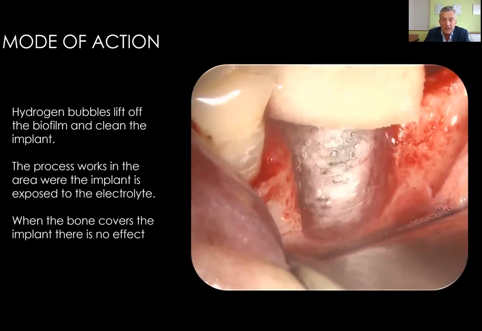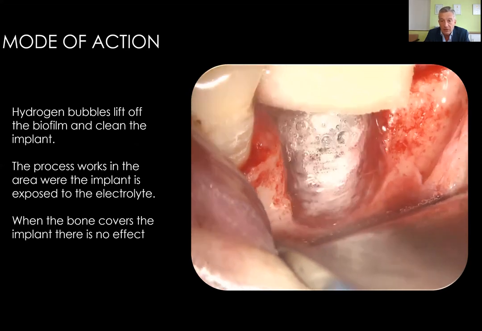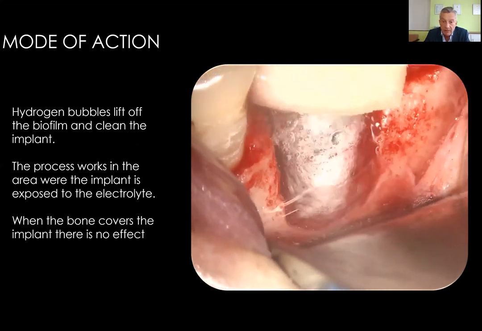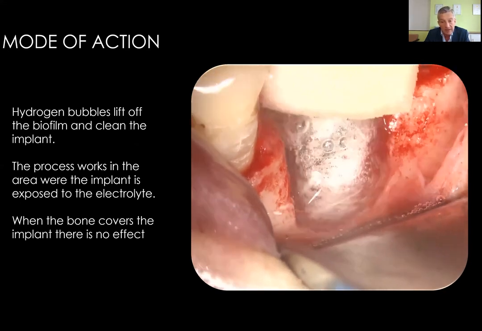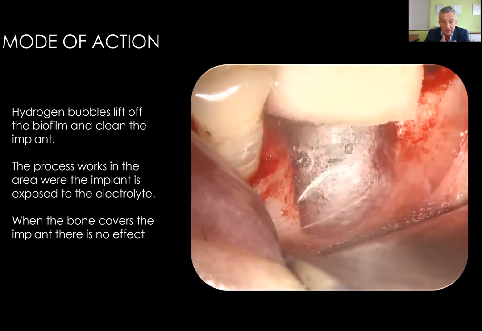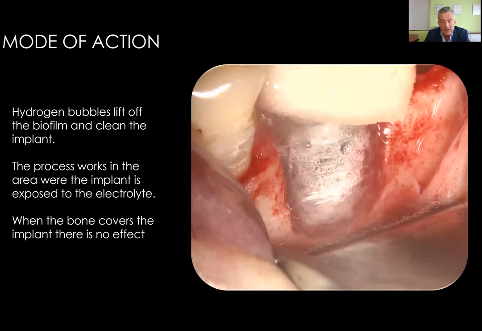And here you see this device acting in the oral cavity. You see the hydrogen bubbles on the whole surface, which is contacted by the electrolyte, and we see the hydrogen bubbles cleaning the implant surface. The process is only active where the electrolyte gets in contact to the implant. So it does not work in areas which are covered by bone. It works only in areas which are exposed to the electrolyte.